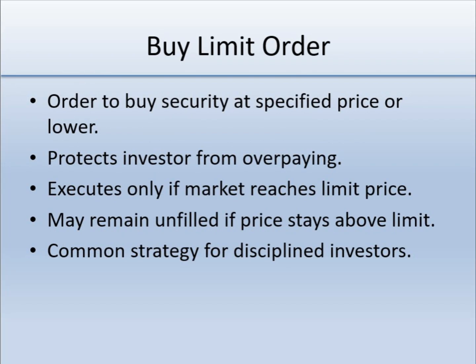A buy limit order instructs purchase at a specified price or lower. It protects investors from overpaying. The order may not execute if the price is not reached. It provides price control but not execution certainty. It is commonly used in volatile markets.